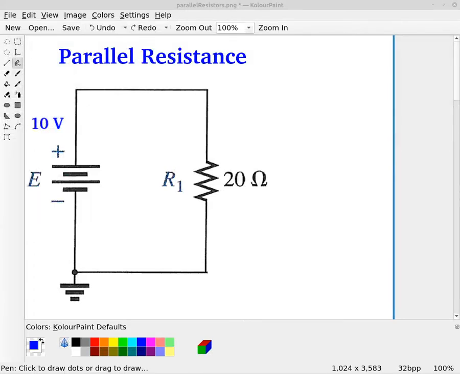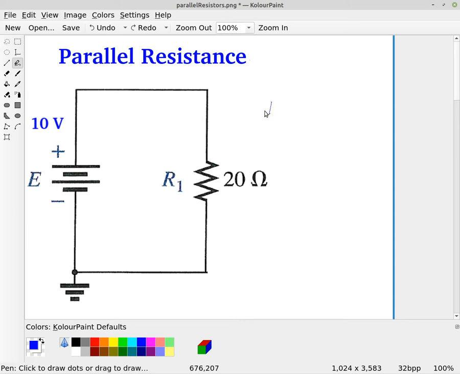This video is about parallel resistance. Now before we get into a parallel circuit, let's take a look at this simple series circuit. So we have a 10 volt supply with a 20 ohm resistor.